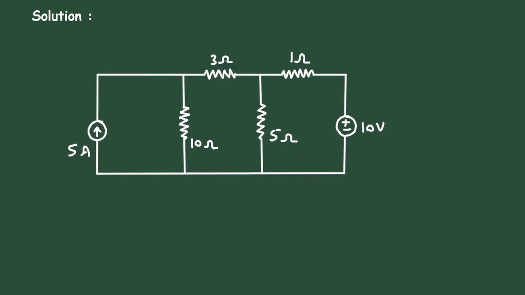First of all, let's say this is mesh number 1 with current I1. This is mesh number 2 with current I2. And this is mesh number 3 with current I3. All the currents are in clockwise direction. Now here we can clearly see I1 is equal to 5 ampere, because here this is a current source.